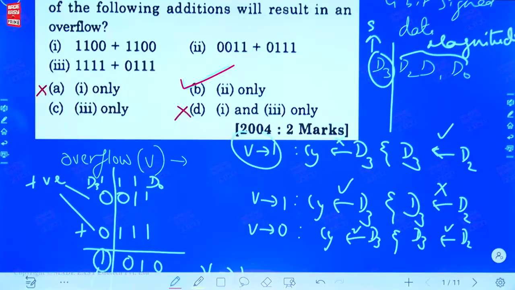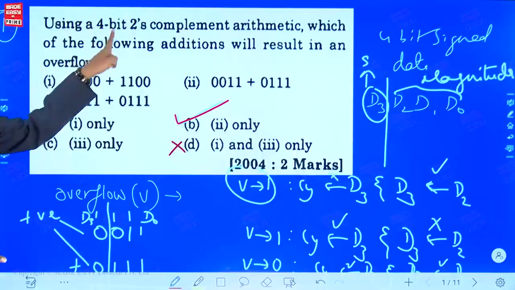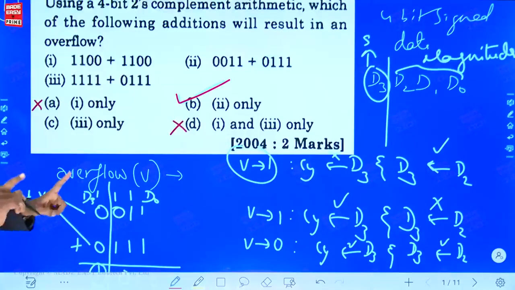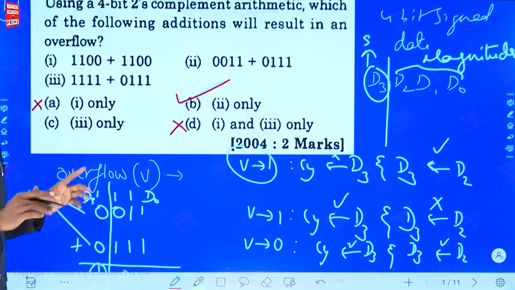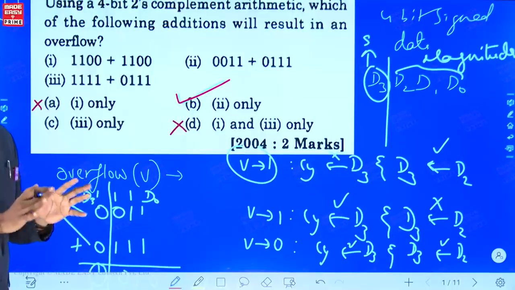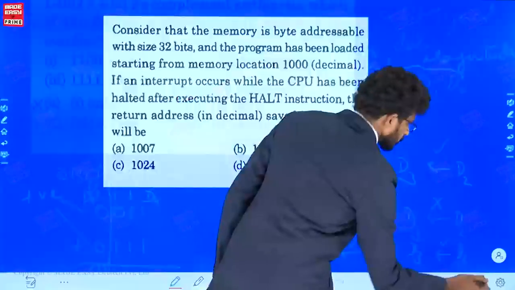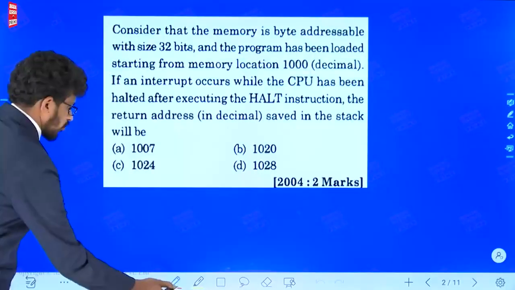So there are a couple of questions as such. Always understand that when the question says 4-bit 2's complement arithmetic, you should understand that it is a signed type of operation. Overflow will be considered with respect to signed numbers. Fine. Go for the next one.